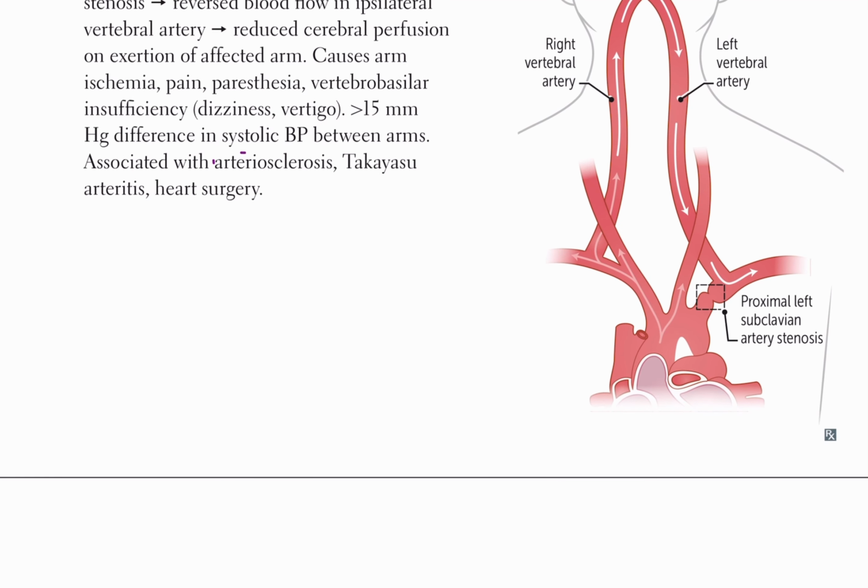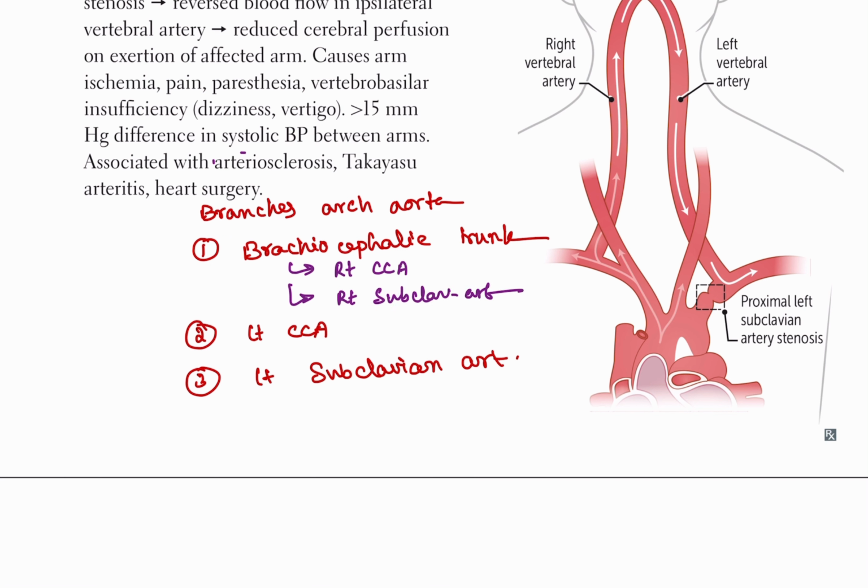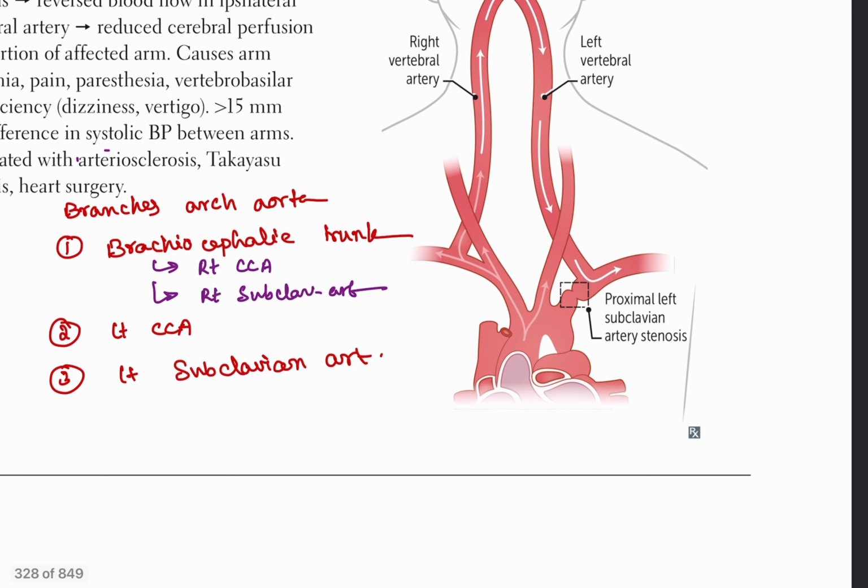Before going to understand subclavian steal syndrome, we need to remember the branches of the arch of aorta. The first branch is the brachiocephalic artery or brachiocephalic trunk. Next, you have the left-sided common carotid artery and the left-sided subclavian artery. The right-sided common carotid artery and right-sided subclavian artery do not arise directly from the arch of aorta, rather they arise from the brachiocephalic trunk. So the right common carotid and right subclavian artery are direct branches of the brachiocephalic trunk, not of the arch of aorta. So let's identify those arteries.